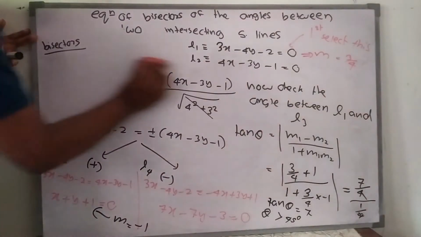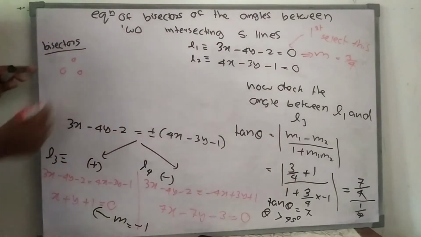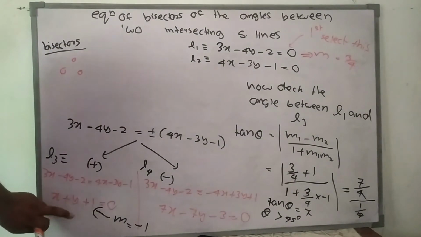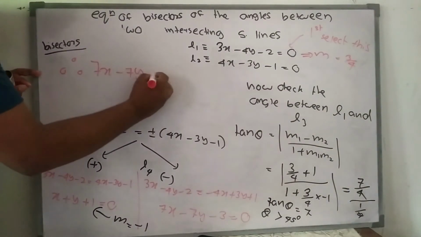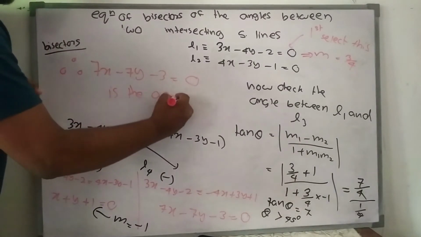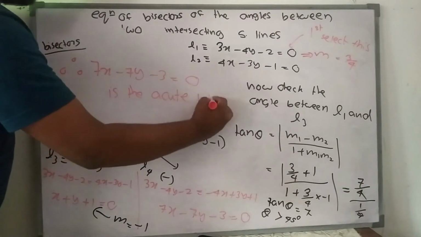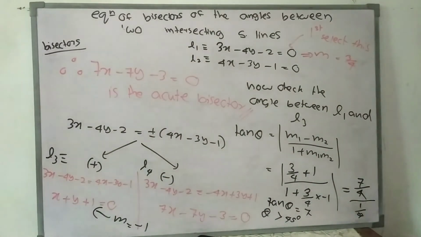Therefore, the one you selected is wrong, right? Therefore 7x minus 7y minus 3 equals 0 is the acute bisector. So this is the mechanism of finding the acute bisector.